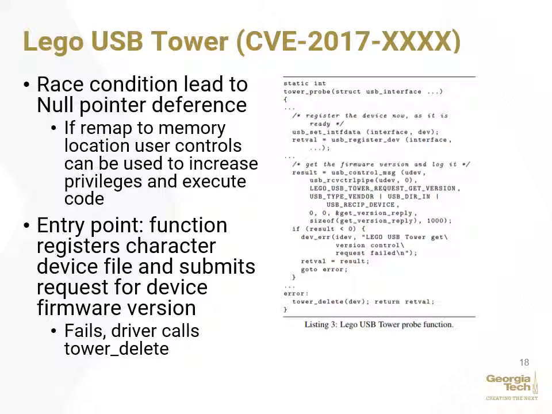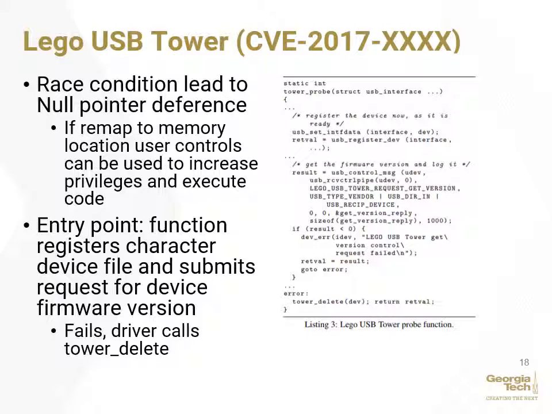This is the second zero-day vulnerability that the authors discovered. It is in the Linux kernel's Lego USB tower driver, which has been around since 2003. It is a race condition, which leads to a null pointer dereference. If this is remapped to a user-controlled memory location, it can actually be used to increase privilege or execute whatever code the attacker wants. So to the right, you can see the code where the vulnerability is located.